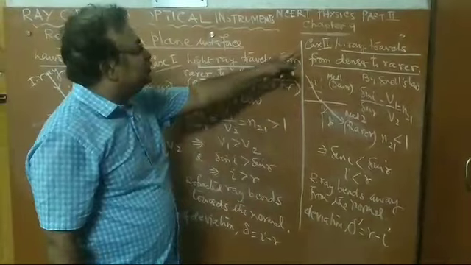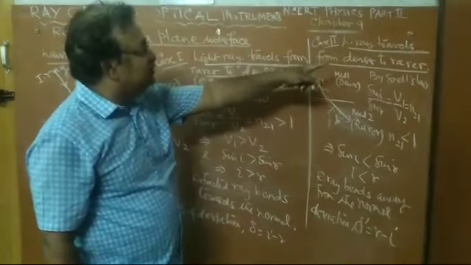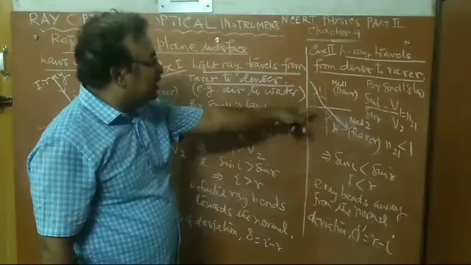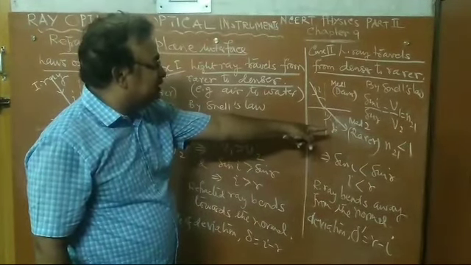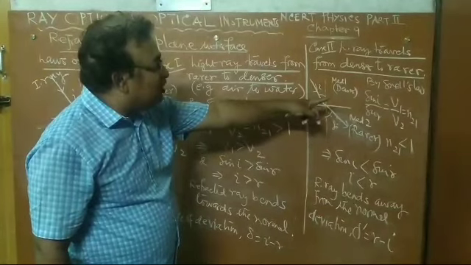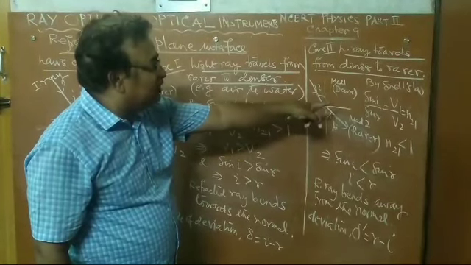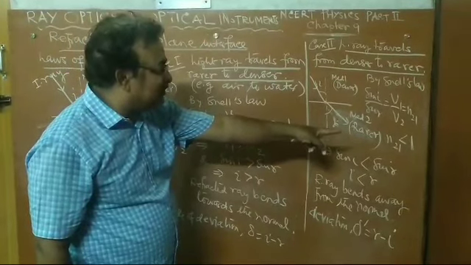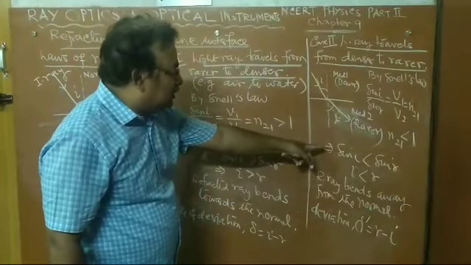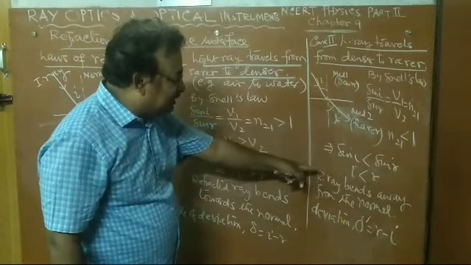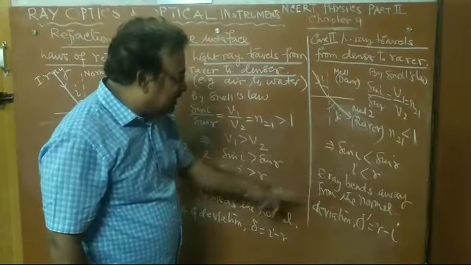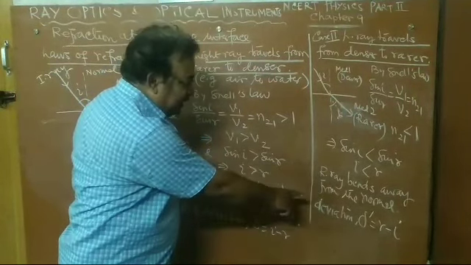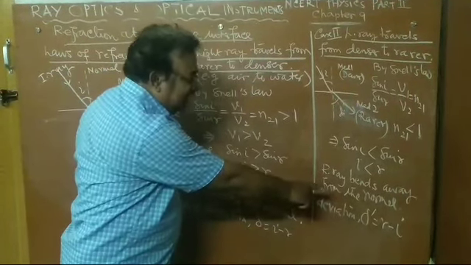Now this is the second case, when light ray travels from denser to rarer. Case number two: say from medium number one, that is water, to medium number two, that is rarer, say air. Now by Snell's law, again sin i by sin r equals v1 by v2 equals n21. And in this case, n21 is less than 1. So, sin i is less than sin r. Therefore, i is less than r. And therefore, the refracted ray bends away from the normal. And in this case, deviation delta dash is r minus i.